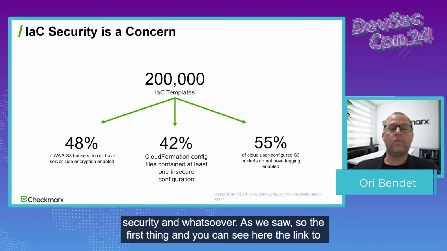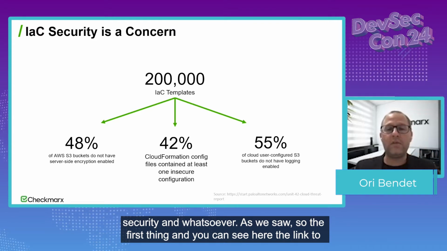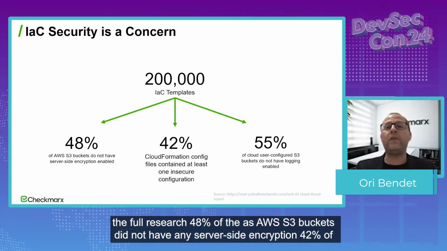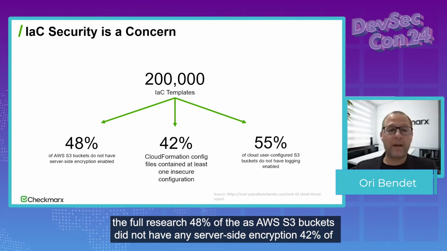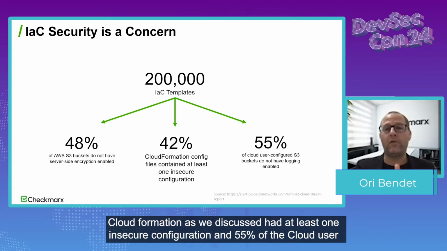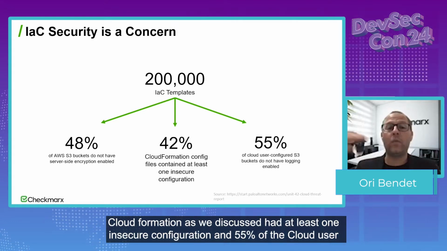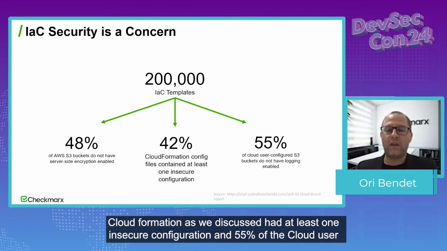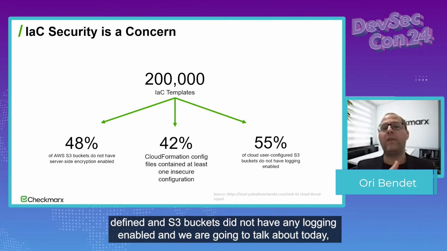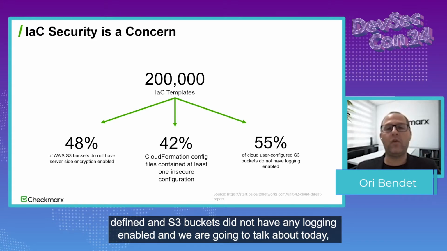As we saw, and you can see here the link to the full research, 48% of the AWS S3 buckets did not have any server-side encryption. 42% of CloudFormation, as we discussed, had at least one insecure configuration, and 55% of the cloud user-defined S3 buckets did not have any logging enabled.